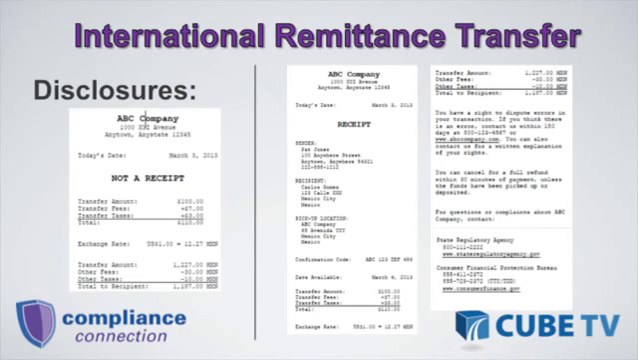The International Remittance Transfer Rule generally requires that members receive 2 disclosures. The first disclosure is known as the prepayment disclosure and is given to the member before they pay for the remittance transfer.